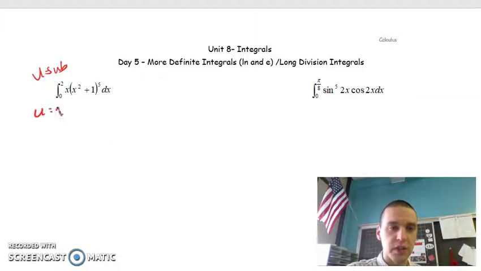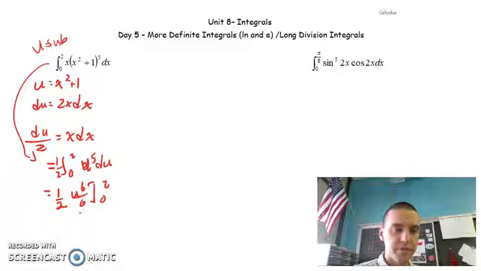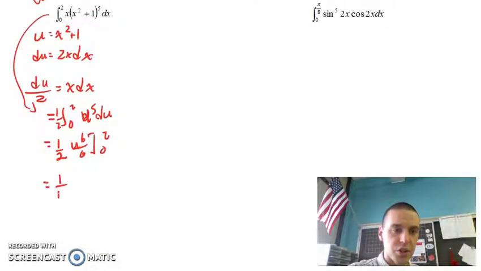So u equals x squared plus 1, du equals 2x dx. And so we'll know that du over 2 equals x dx. Knowing that, we have the integral from 0 to 2 of 1/2 out in front, u to the 5th, du. And then that's 1/2 u to the 6 over 6 from 0 to 2. And we can say that that's 1/12 u to the 6 from 0 to 2.